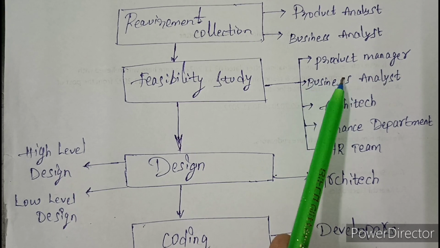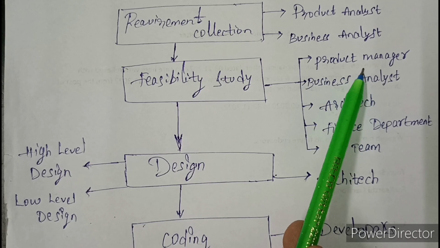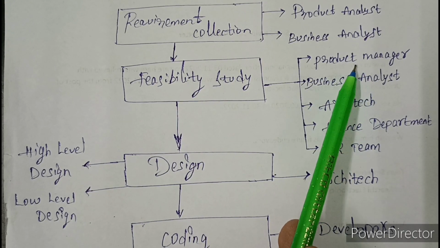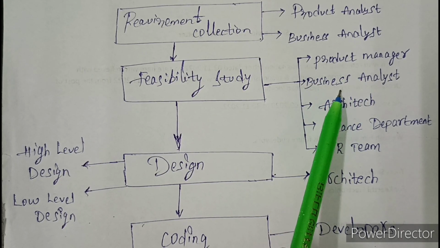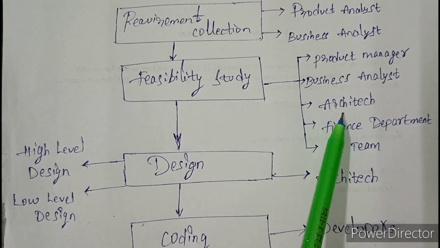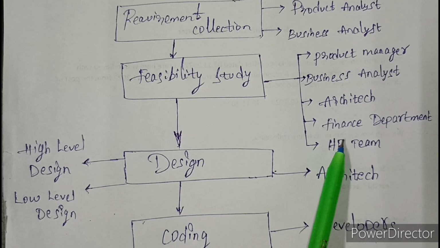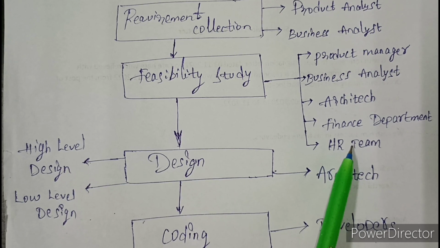The product manager is the person who will take the data from the business analyst, architect, finance team, and HR team. He is the person who will decide whether we take up the project or not. The business analyst is the person who will collect the requirement. The architect thinks from the technical point of view, that means which technology to follow to take up the project. And the finance team thinks from the money point of view, if we take up the project, are we going to get profit or not.